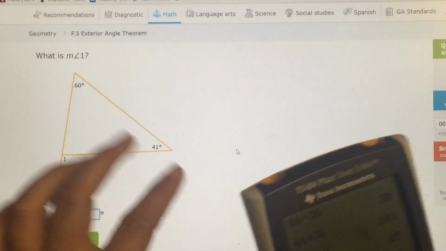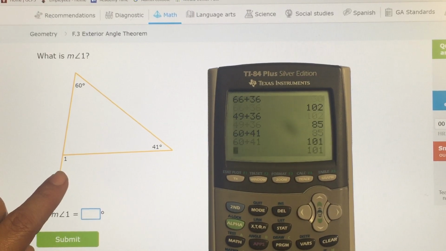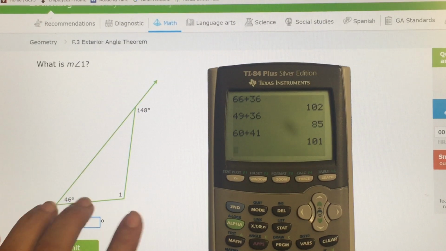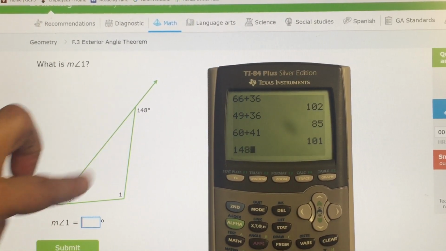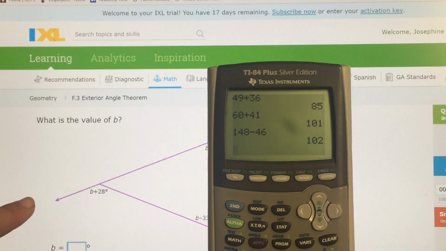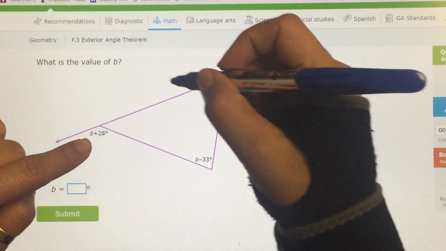All right, the two furthest add up to this. So 60 plus 41, 101. The two furthest add up to this. So really, 46 plus something is that. So if I subtract the 46, I will get the missing one. All right. So again, the two furthest add up to this. So you just got to write it out.